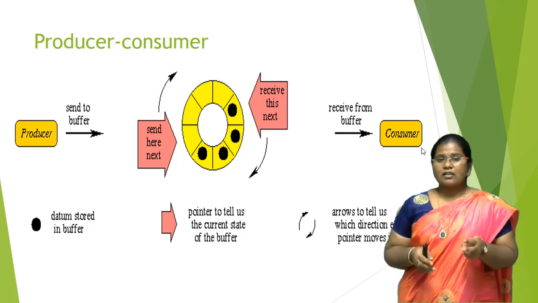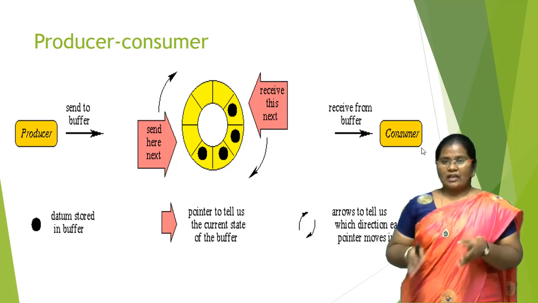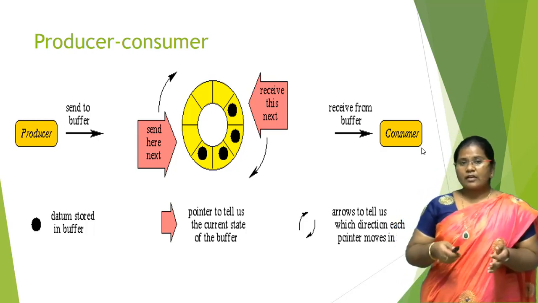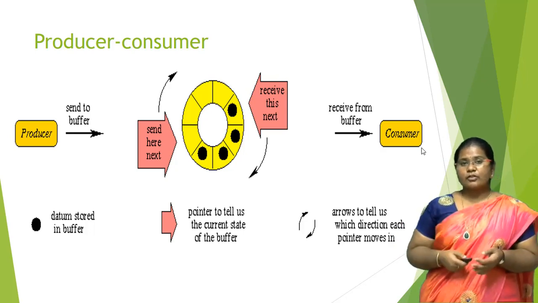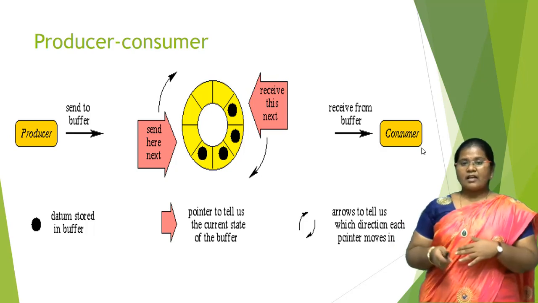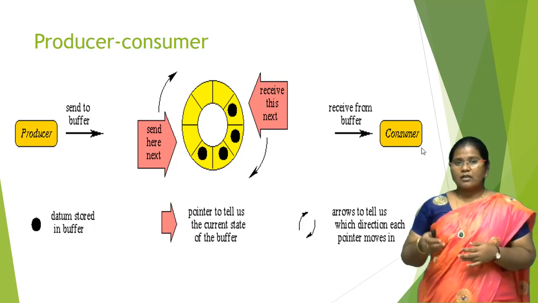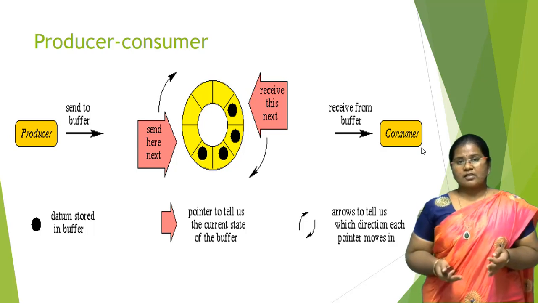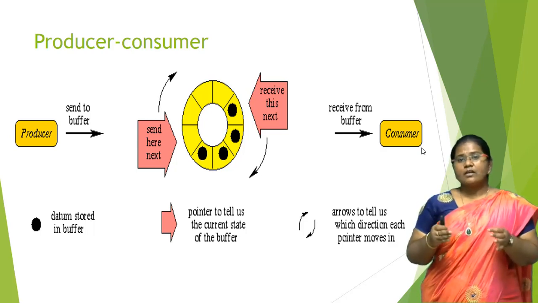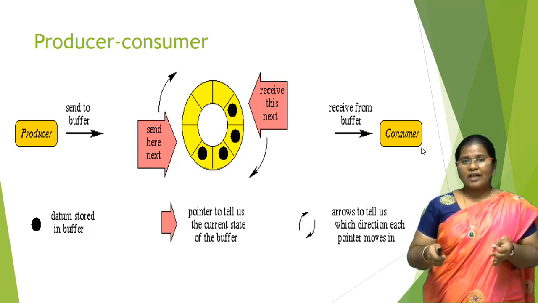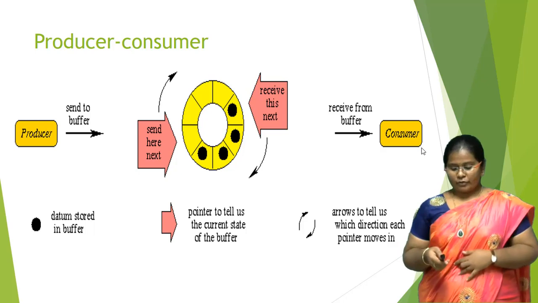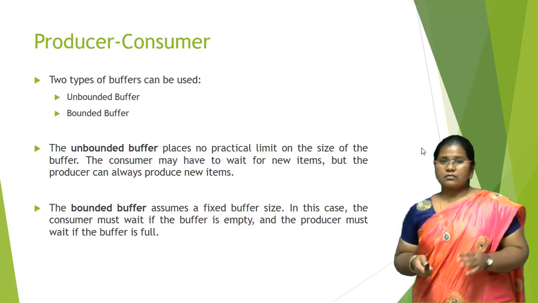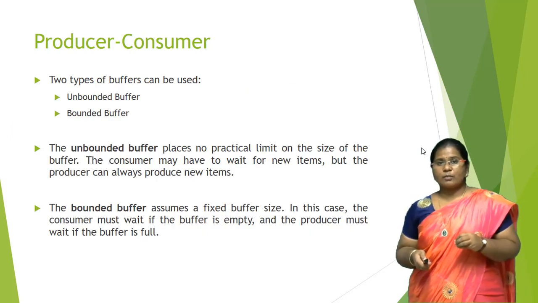For this, we will maintain two variables or two pointers called in and out. If you observe the arrow marks on the producer process side, the arrow mark indicates the direction in which the producer process is going to place its items, and the black arrow mark around the circular queue on the right-hand side, on the consumer process side, indicates the direction in which the consumer process will consume an item produced by the producer. With this concept, we'll see how the producer and consumer processes will actually be implemented.